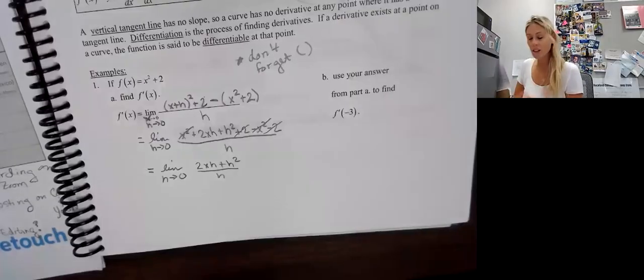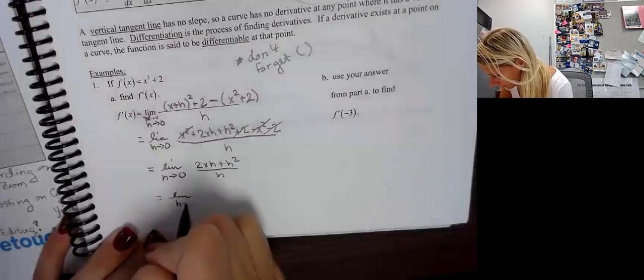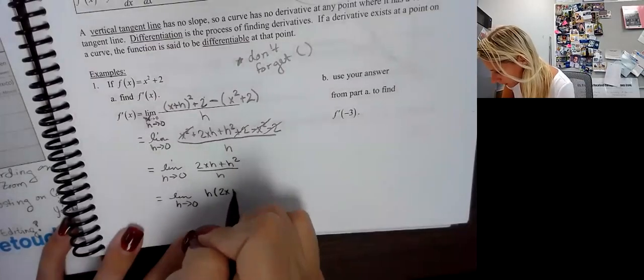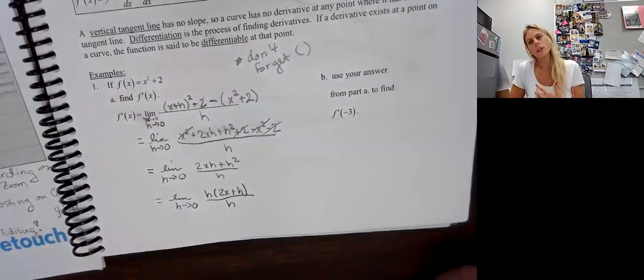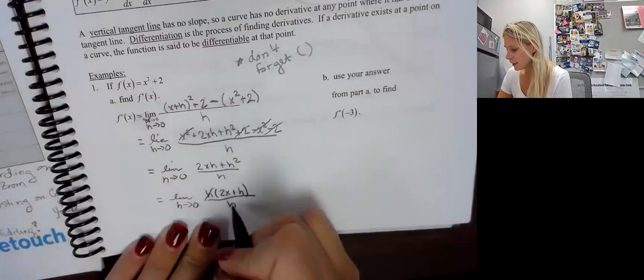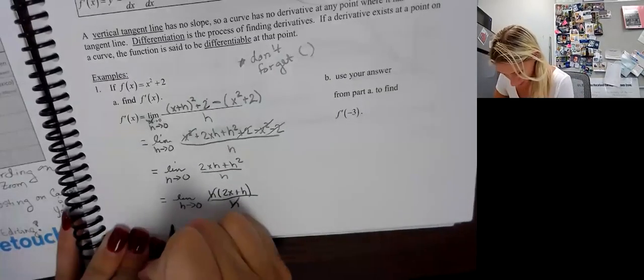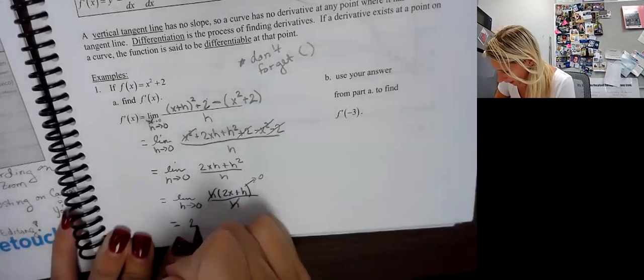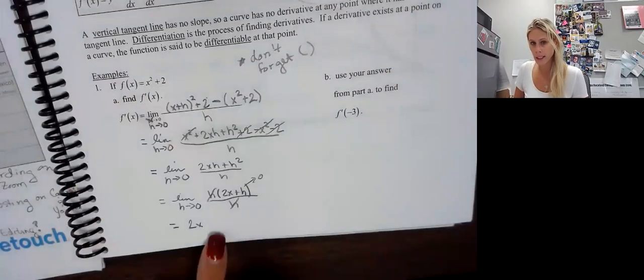Well, we can factor an h, guys, because what's great about factoring an h here is we have h times 2x plus h all over h. What happens between h and h? Well, h over h is 1, so it's almost as if it's no longer there. It cancels out, right? Now, if we plug in 0 for h, so we're going to take that limit, then if that goes to 0, we're left with 2x. So the derivative of this function is 2x.